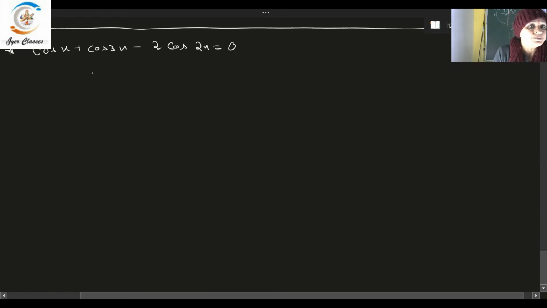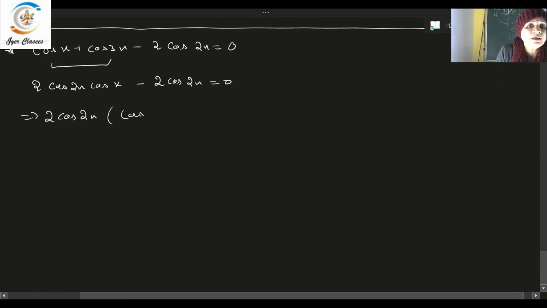Let's do it. So this is cos C plus cos D. This becomes 2 times cos of (x plus 3x)/2, 4x by 2, so cos 2x. Cos of (3x minus x)/2, 2x by 2, so cos x, minus 2 times cos 2x, equal to 0. You can take out 2 times cos 2x common and then you have cos x minus 1 equal to 0. So either cos 2x is equal to 0 or cos x is equal to 1.